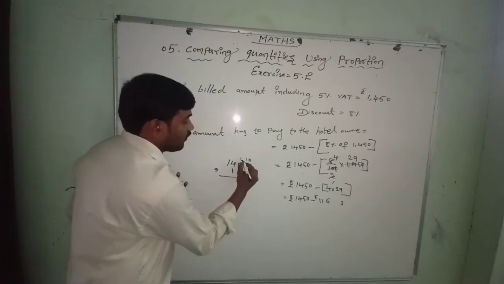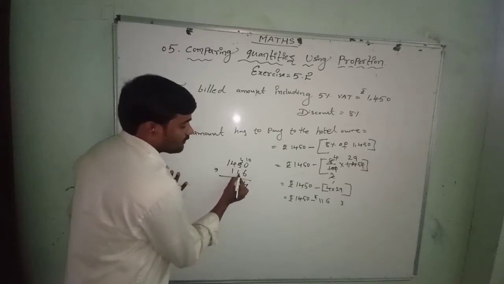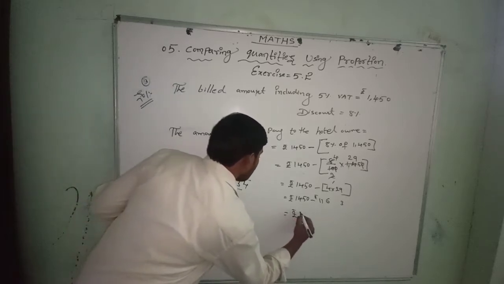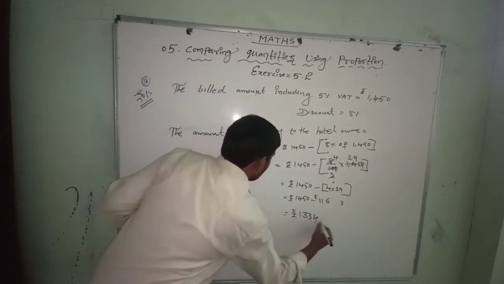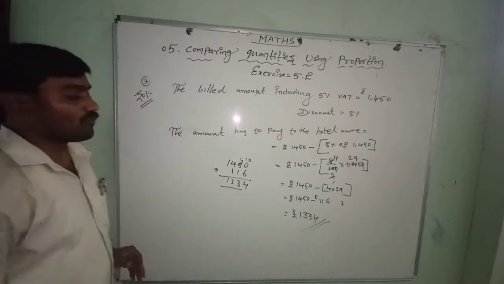Here it is 10, it is 4. 10 minus 6 is 4. 4 minus 1 is 3. 4 minus 1 is 3. Here she has to pay rupees 1,334. Now Lalita has to pay 1,334 rupees.